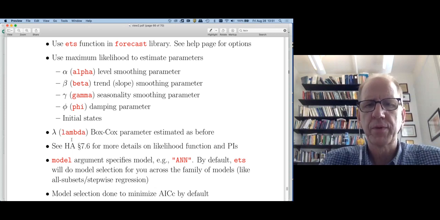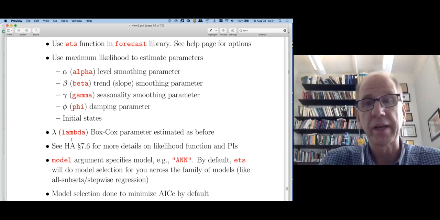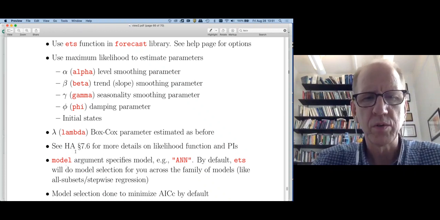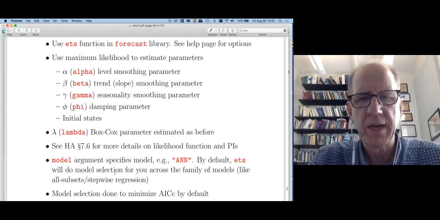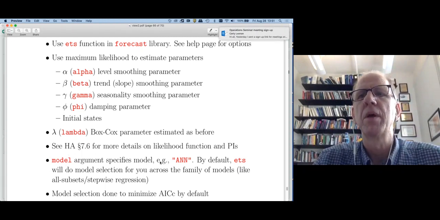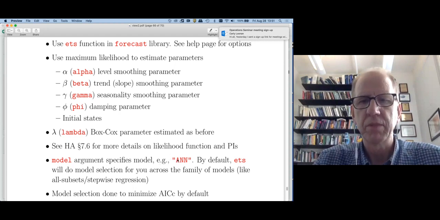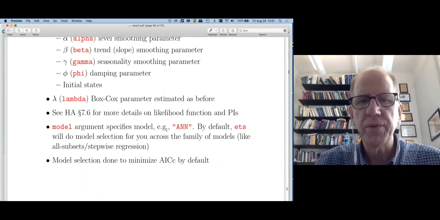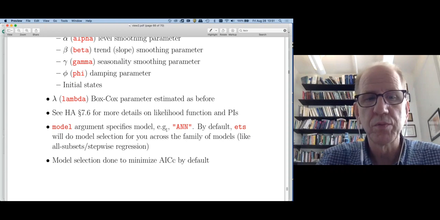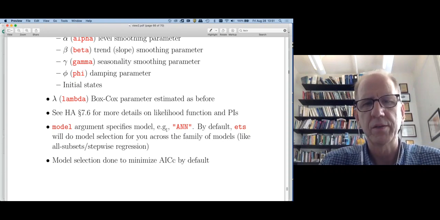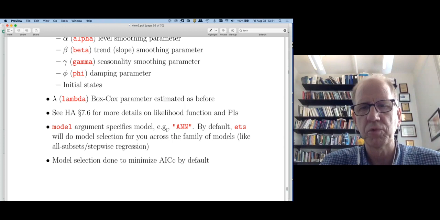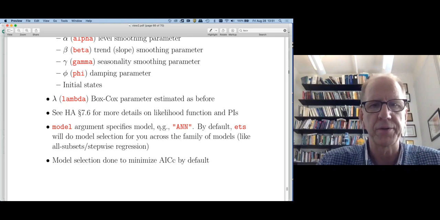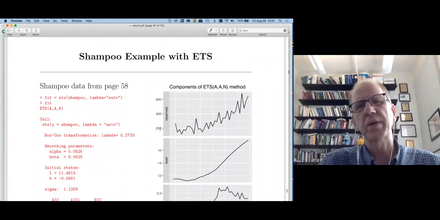See the textbook for much more detail about exactly what the likelihood function is and how we get the prediction intervals. Another argument that we're going to want to use from time to time is the model argument. So if, for example, you really wanted the SES model, you would say model is just ANN. If we don't specify a model argument, it will do model selection for us. And the way it's going to do it is try all the models and choose the one with the best AIC, corrected AIC value. Well, let's jump into a couple examples.